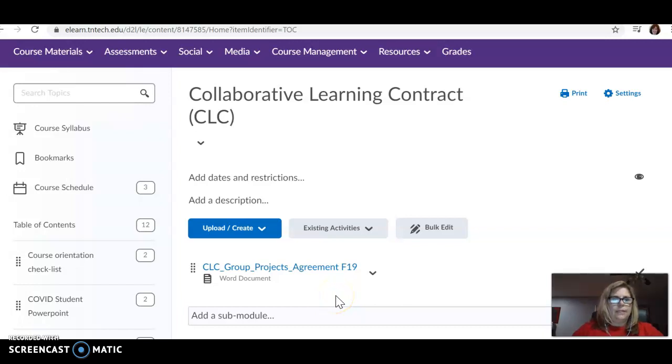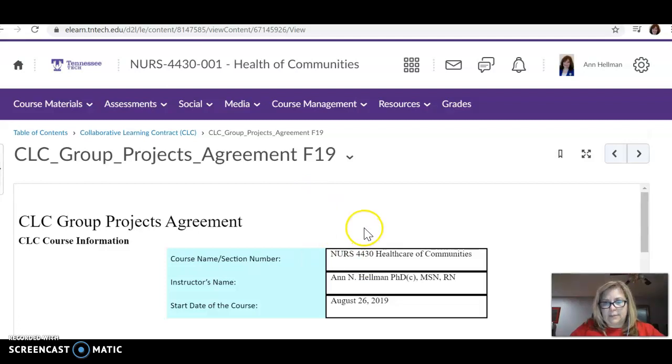Now we're going to talk a little bit about the Collaborative Learning Contract. It may be referred to as the CLC throughout the course. This is actually a document that is more important than what a lot of students think about. And I will explain. It's listed under table of contents. And this is its purpose.